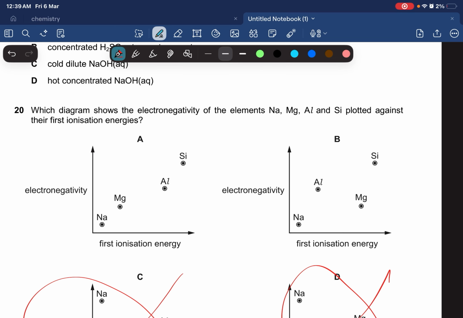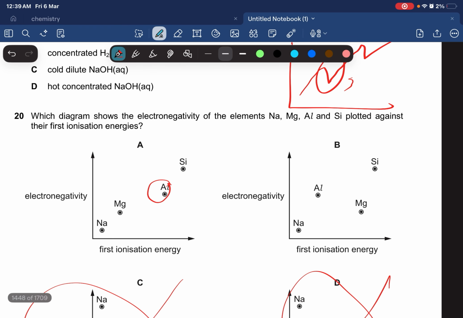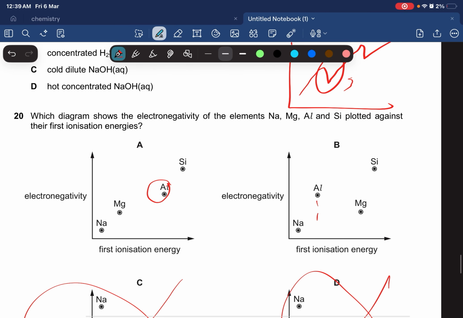And then between magnesium and aluminum, theoretically aluminum should have more, but we know that there's a dip in the ionization energy chart. If you remember the ionization energy chart, it increases and then there was a dip, then it increases, then a dip and then increases. So the dip was between group 2 and 3. So that's why aluminum has lesser ionization energy than magnesium. Magnesium is going to have more. That's why option B.